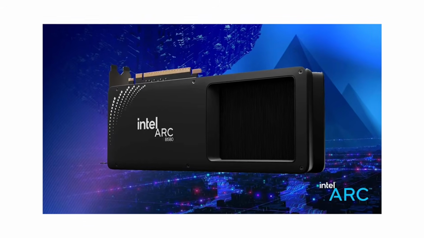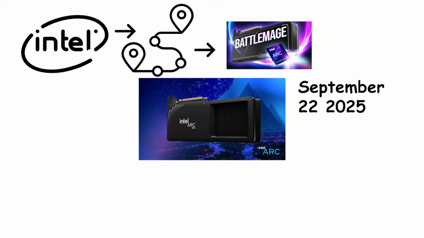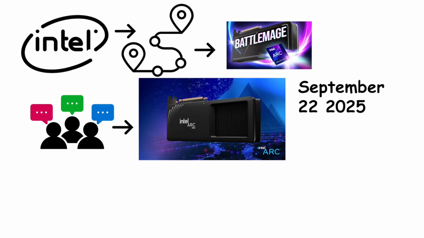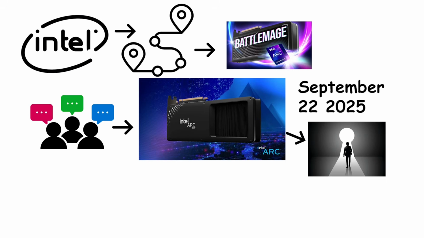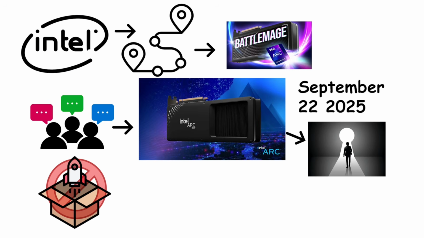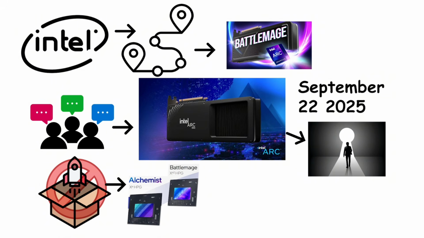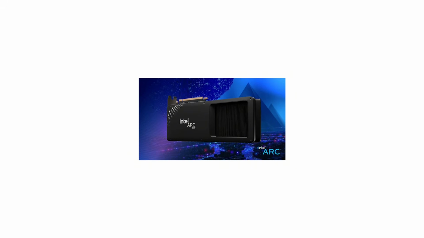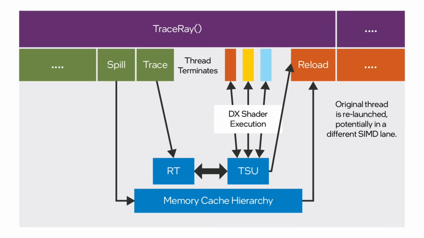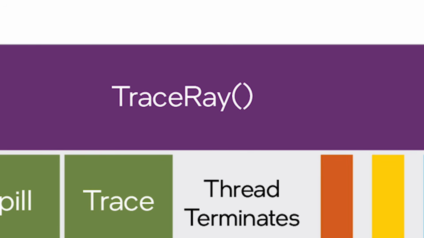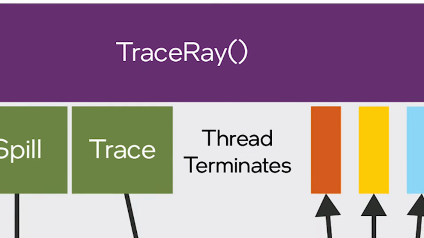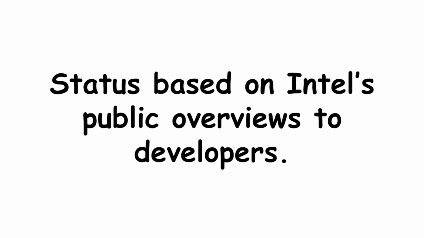Celestial is the third-generation step on Intel's public graphics roadmap after Battlemage. As of September 22, 2025, Intel has discussed Celestial as a future architecture, but has not provided retail launch details comparable to Alchemist or Battlemage. Treat it as the next planned evolution of the same unified shader design, expected to advance ray tracing, machine learning acceleration, and scheduling. Status based on Intel's public overviews to developers.